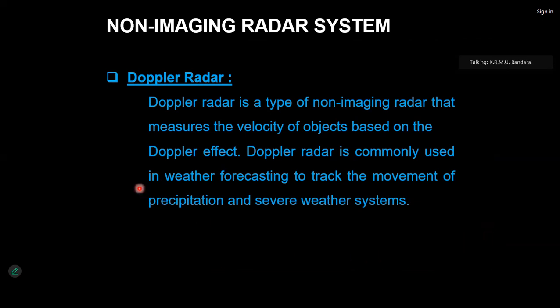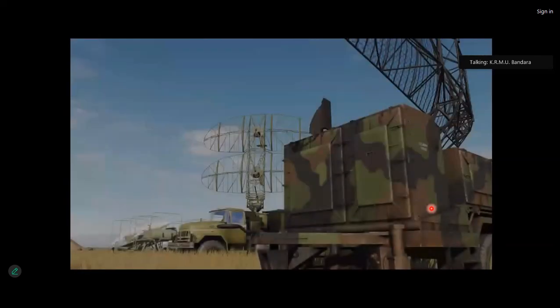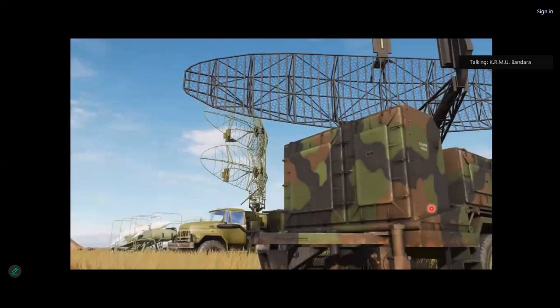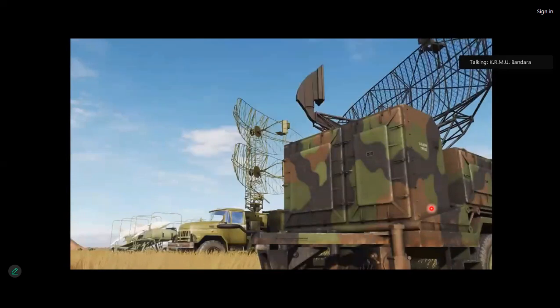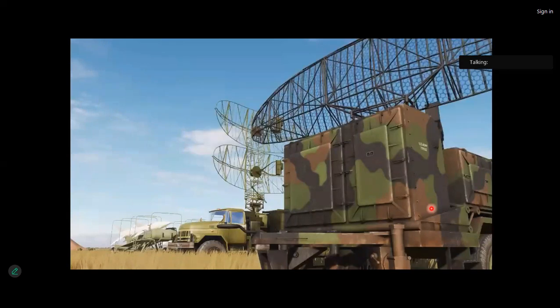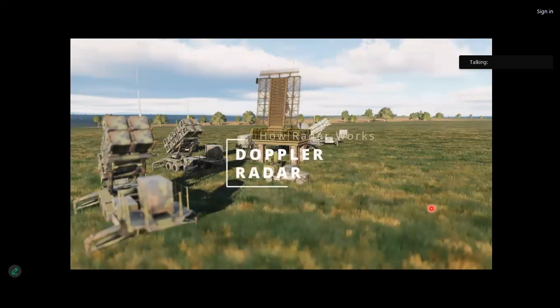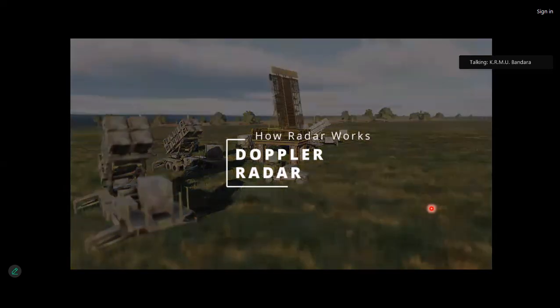Doppler radar is commonly used in weather forecasting to track the movements of precipitation and severe weather systems. Also using this one, this is the radar. You can see this one at Katunayake and Ratmalana airports. These are the radar antennas. Mostly these are used for military purposes.